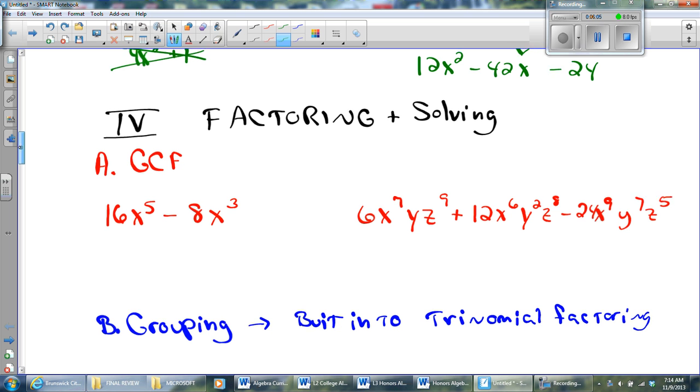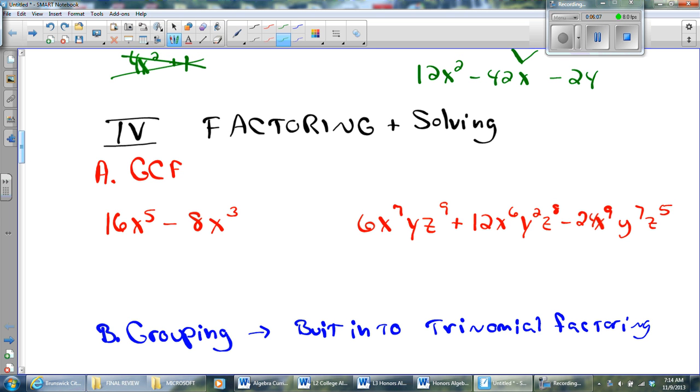All right, we're on to factoring and solving. And again, if you can do these on your own, you go ahead and do them and then come back and watch the video to make sure I've got them or you've got them right. Well, make sure I've got them right too. If I make a mistake, it's possible.